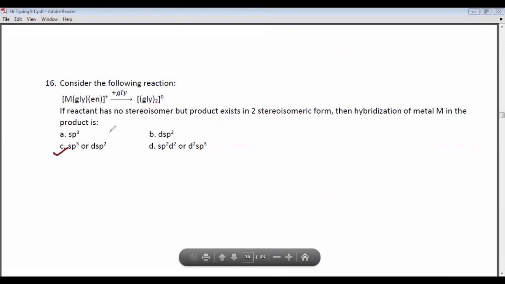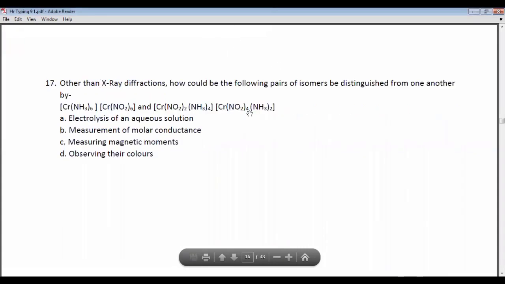So there is a chance for sp3 or dsp2. We can't predict whether it is square planar or not, because it satisfies both conditions. Okay. Next question.